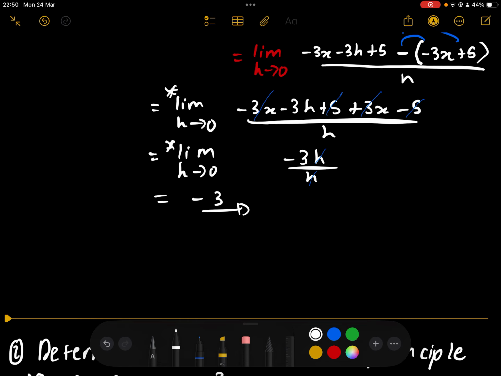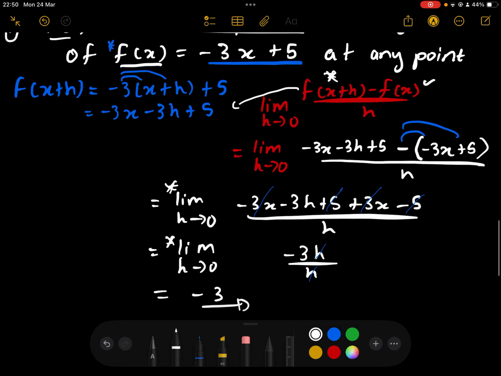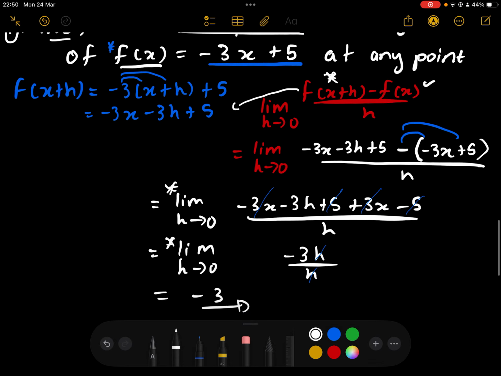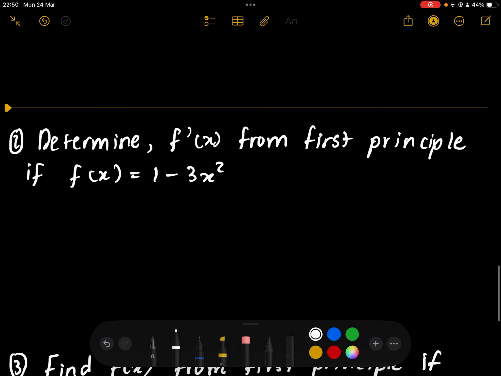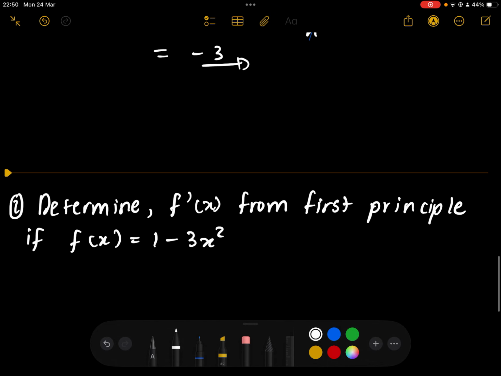Remember, in the denominator, there must not be a 0, right? Otherwise, it's going to be undefined. Okay, let's continue.